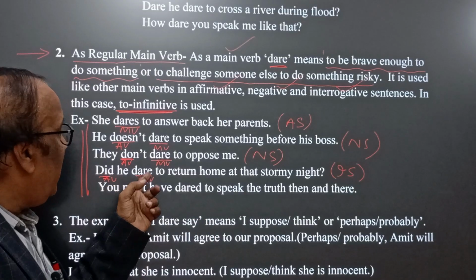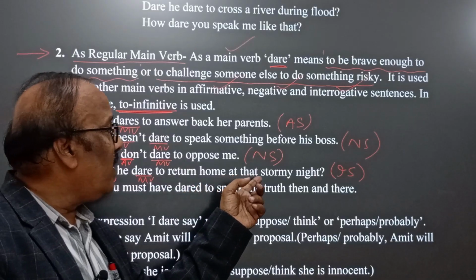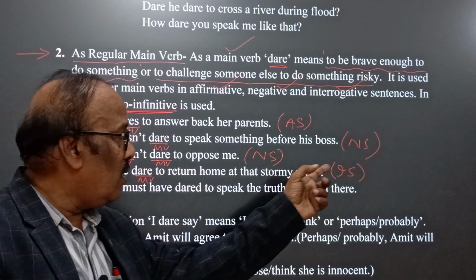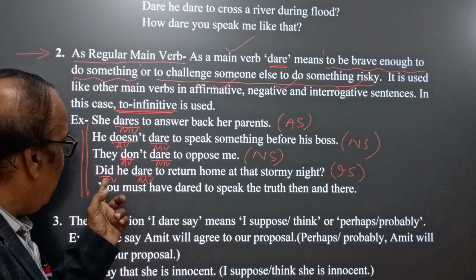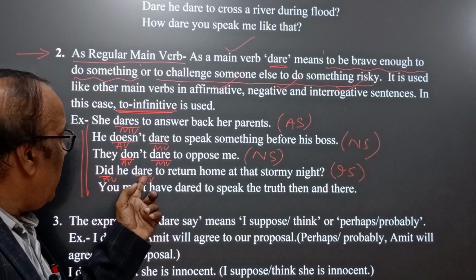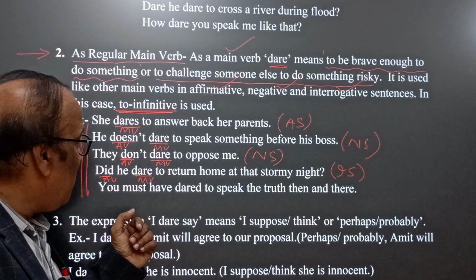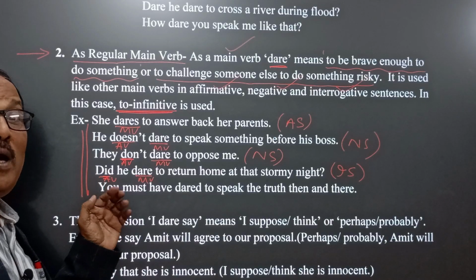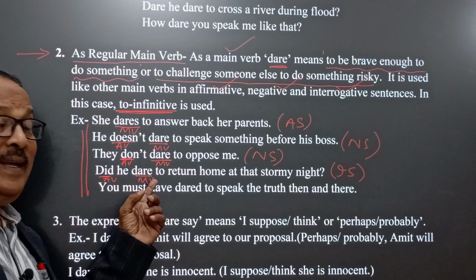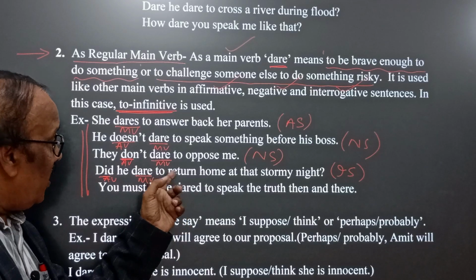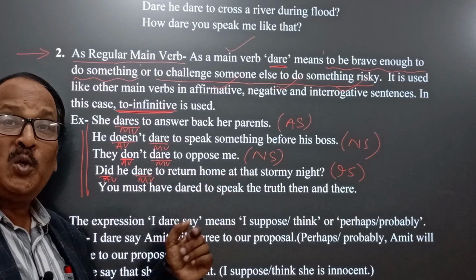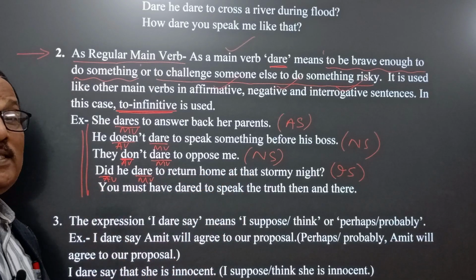Another, did he dare to return home at that stormy night? This is the interrogative sentence. Did is the auxiliary verb. Dare is the main verb. Here the question maker wants to know whether he took risk to return home at that stormy night. This is in simple past.